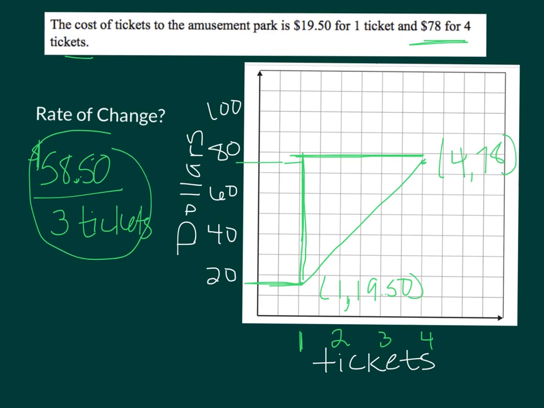You can also divide it, which would give you back to what you had, $19.50 for 1 ticket. All right, and that's an introduction to rate of change. It's a lot of reading graphs.